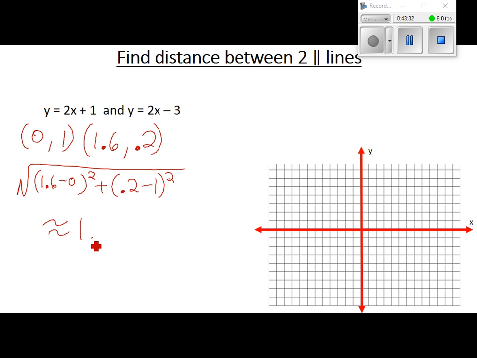1.7888. So we'll say about 1.8. Yep. Anybody else get 1.8? No, I got 2.24. 2.24. You have to add in whatever.